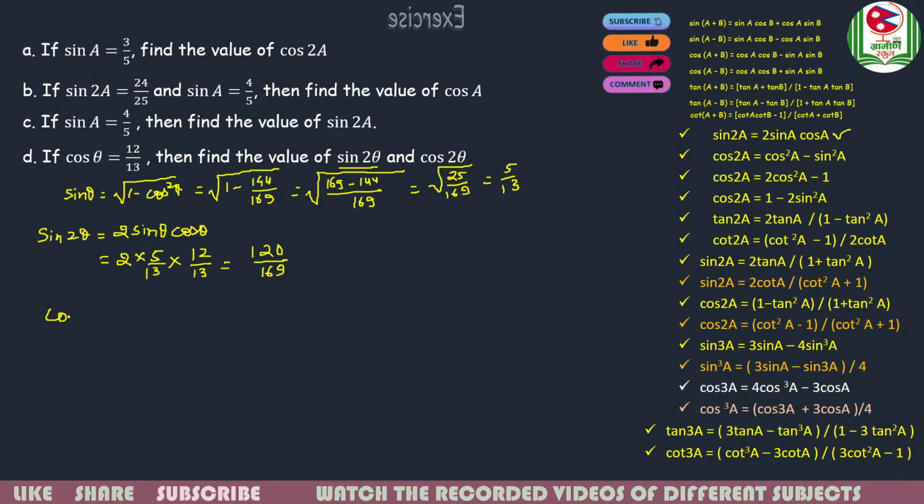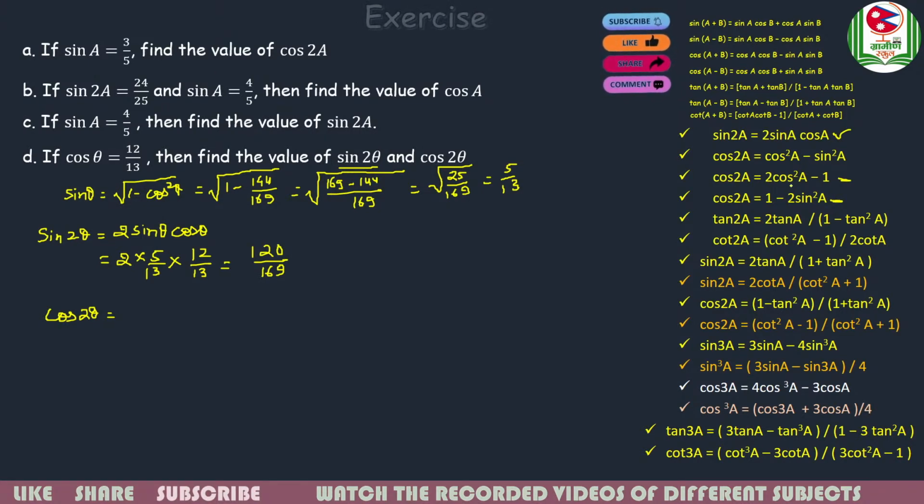Okay, now cos 2 theta. We can apply any of the formulas. You can use cos 2 theta equals cos square theta minus sin square theta, or cos 2 theta equals 2 cos square theta minus 1, or you can also apply cos 2 theta equals 1 minus 2 sin square theta. So you can use any formula as you require. But as cos theta is given, it's better to use cos 2 theta equals 2 cos square theta minus 1. And we have also found the value of sin theta, so you can also use the other formula. According to your choice, you can use any of them.